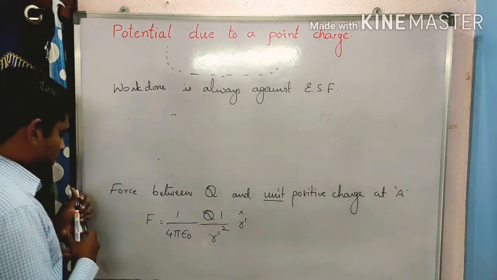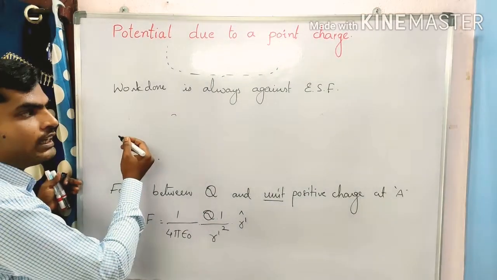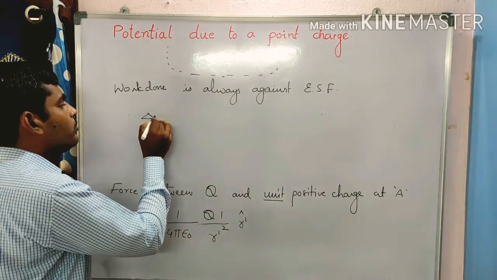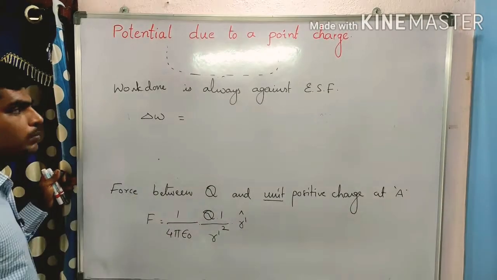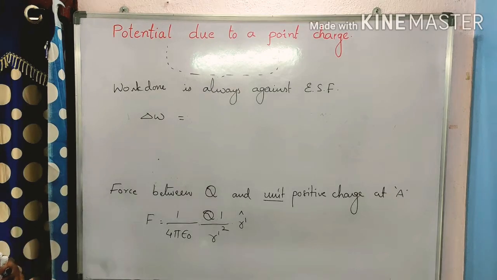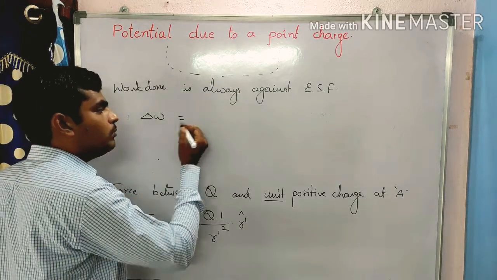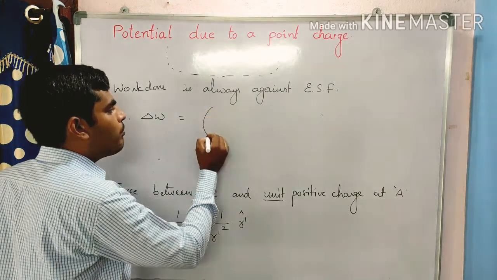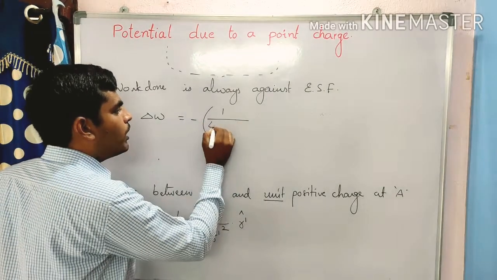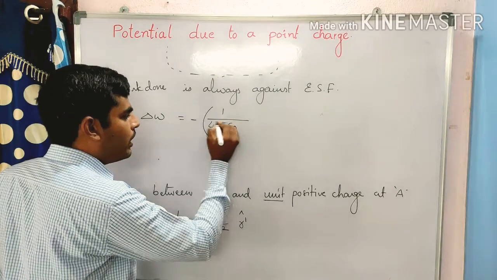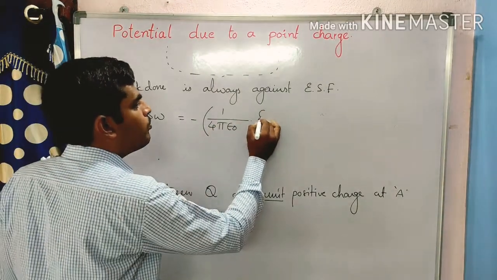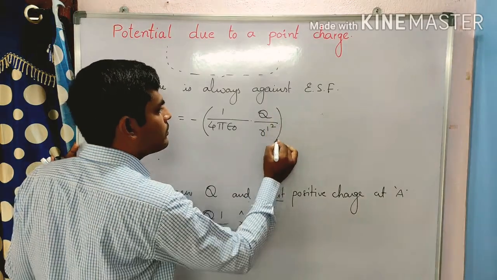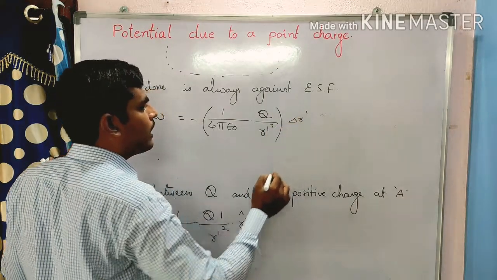So is this the total work done here? I am not taking the total work done; I am taking a small portion, delta W, from the total. So delta W is equal to minus 1 by 4 pi epsilon naught Q by R dash square delta R dash.